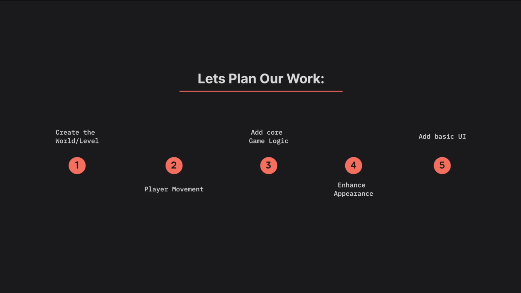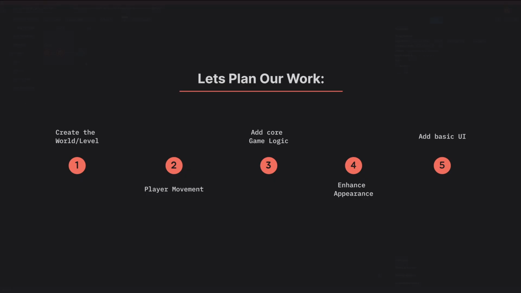Here we have our 5 steps, and the first thing we should tackle is the world or the level. This sounds like a great idea, and it sounds like something for which we can use a task branch. So a good place to start would be to create our first task branch.